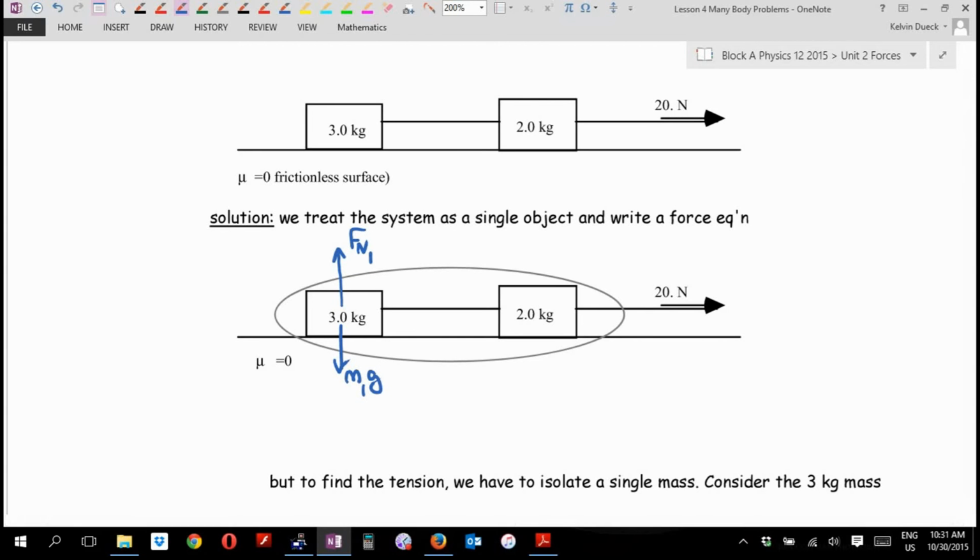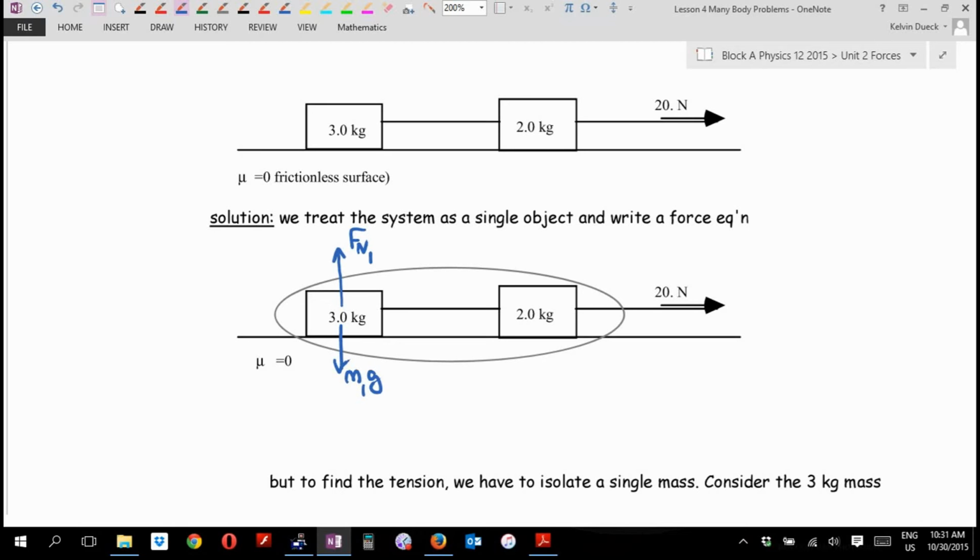What else? Is there friction? No. How do you know? I snuck it in the diagram. What's mu? I don't know. What's mu with you? What's mu? 0. Okay. However, which way is this thing accelerating?